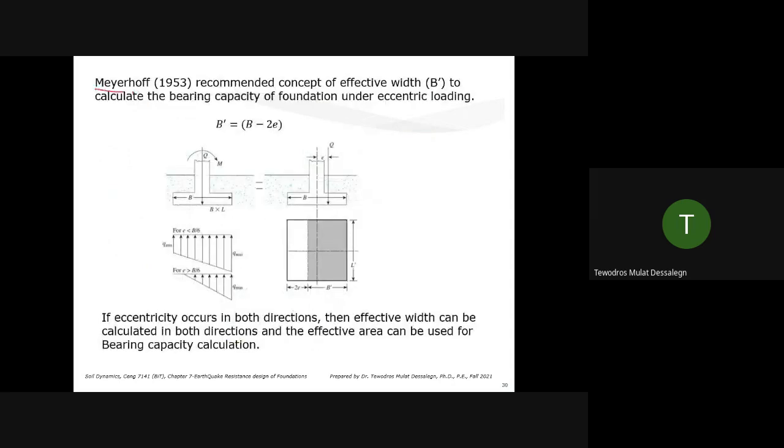Meyerhof in 1953 recommended the concept of effective width to calculate the bearing capacity of a foundation under eccentric loading. This is the same as the static case. The effective width is B minus 2E. This is one way we are looking at it, just one direction now. We have moment in the other direction too, so you have to design it in the other direction as well. Even if we see this stress just in this plane, you have to also check the other side. So in the end, the effective width may be this much only, not even the full width.